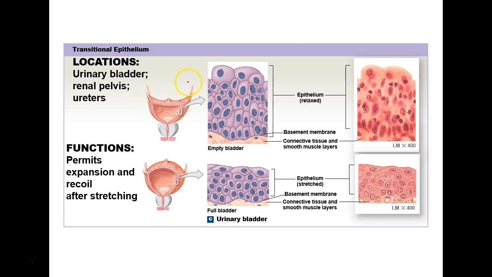Transitional epithelium, this is kind of a neat type of epithelium really. Find it in the urinary bladder, renal pelvis, that's in the kidneys, and then the ureters. So this type of epithelium will allow for stretching, but it will also recoil to its original shape in a relaxed state. So if the bladder becomes full, we are able to stretch while being able to return to our relaxed state without any damage. Hence, transitional.